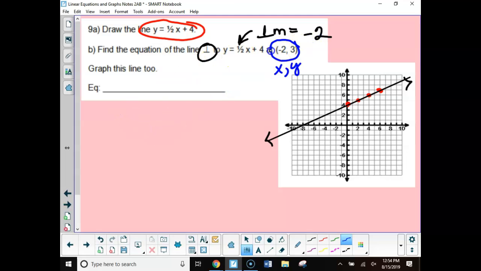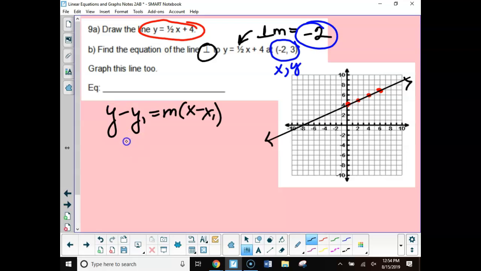But I am going to use, okay, I have a point and a slope. Ooh, what should I try? A point and a slope. Let's try point slope form. Point slope form looks like this. So what am I going to plug in? I'll leave the Y all by itself.